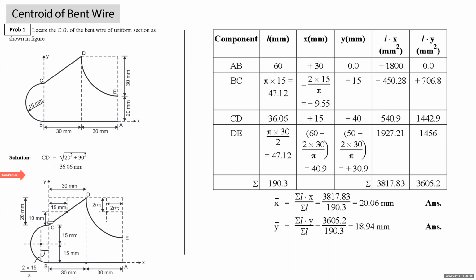Inclined length CD is not given directly, but we can find it using Pythagoras theorem. CD length will be the square root of 30 square plus 20 square. So it comes out to be 36.06.